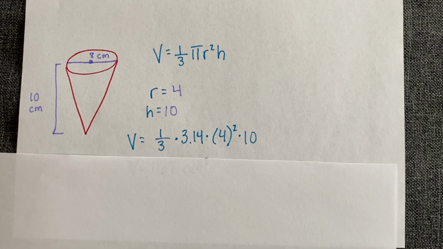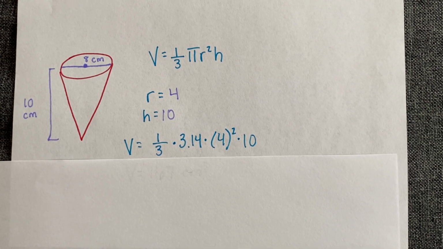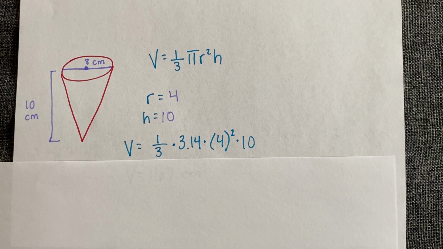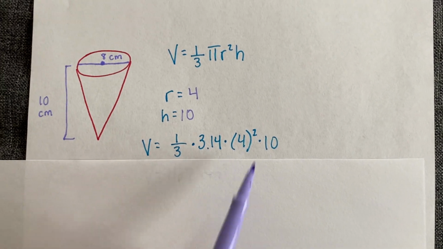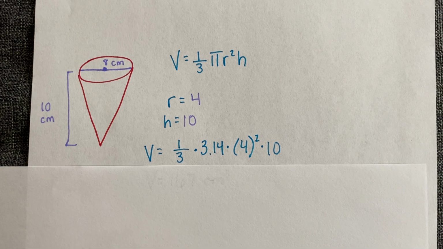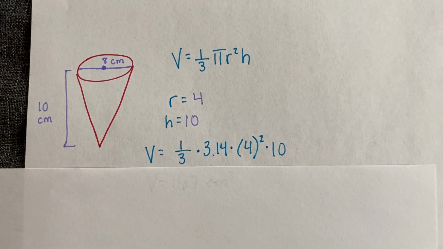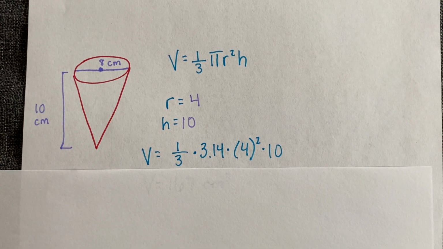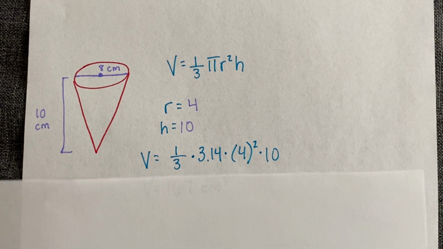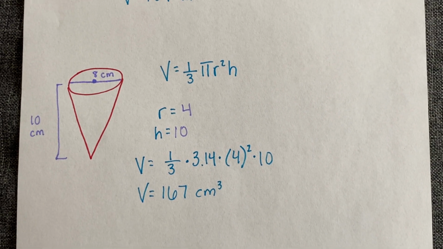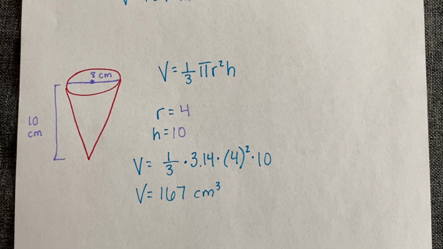All right, this is what you should have typed in. 1/3 times 3.14 times 4 squared times 10. And then rounding to the nearest whole number, what do you get as your final answer? 167 cubic centimeters.